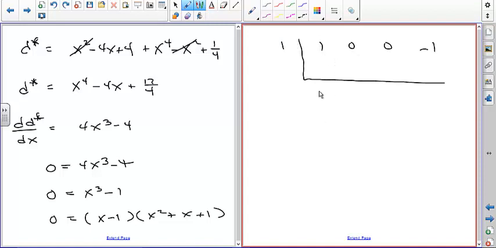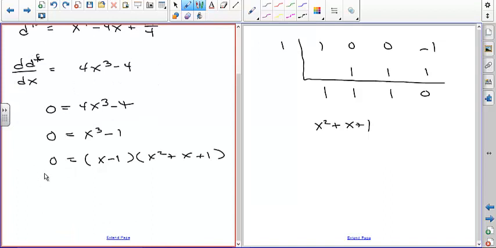synthetic division, you bring this down. 1 times 1 is 1. 0 plus 1 is 1. 1 times 1 is 1. 0 plus 1 is 1. 1 times 1 is 1. You get 0. So that's one of the roots, x minus 1, and the remainder is x squared plus x plus 1. Okay, so either one of those.